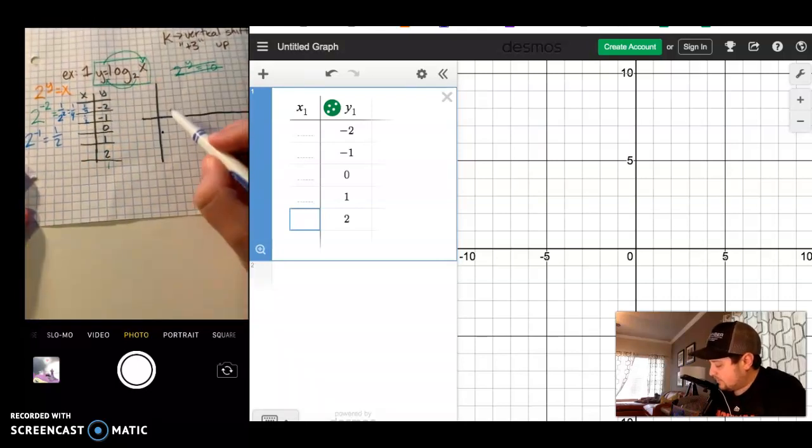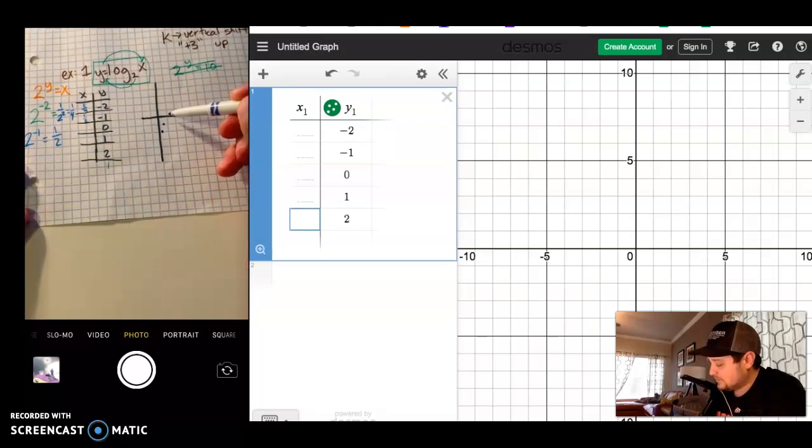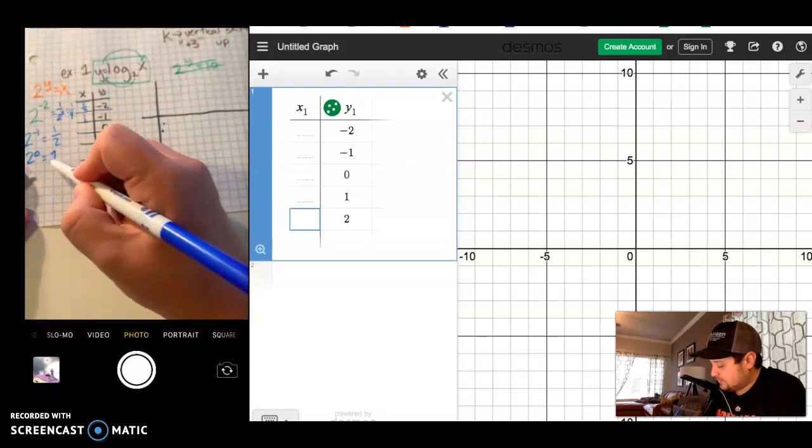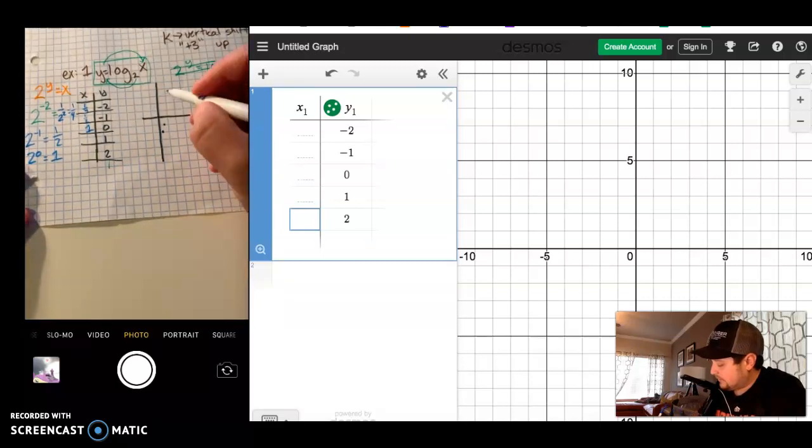All right, so now I'm going to be going over 1/2 in the x column, and it only goes down by 1. Okay, so we can kind of see that our graph is increasing here. All right, now we're going to do 2 to the 0. Don't forget that anything to the 0 power is 1. All right, so 0, 1. Now we've got an x-intercept.